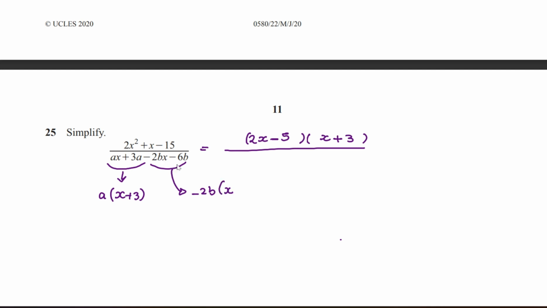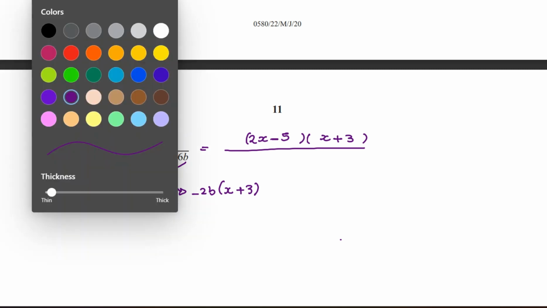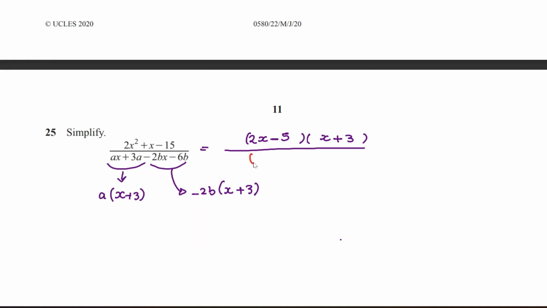Okay, then what do we do? We will put the repeated bracket first, which is x plus 3, then put the bracket of the common factor, a minus 2b, like this. Do I have something to be crossed? Yes, this. So 2x minus 5 over a minus 2b.